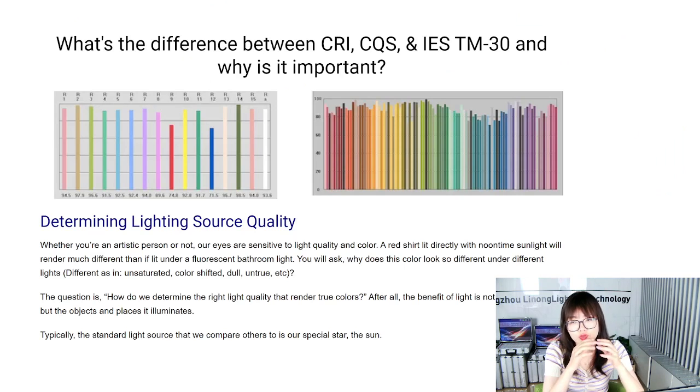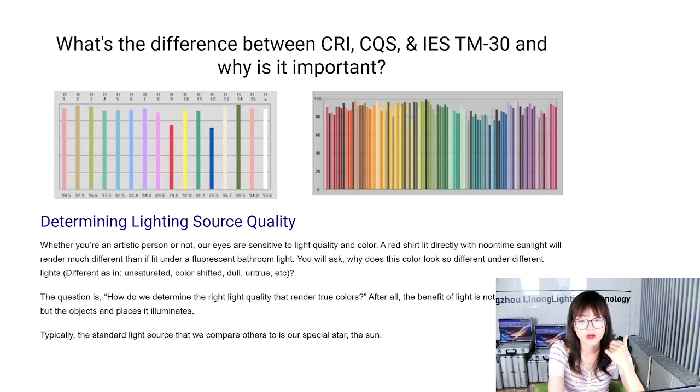First, I would like to explain to you the difference between these terms and why they are important. You can see here we have the diagrams that determine lighting source quality. Whether you are an artistic person or not, our eyes are sensitive to light quality and color, right? That's the reason why when you go to the shopping mall, you will find even the same items, but under different lights, they will look different to you, right?